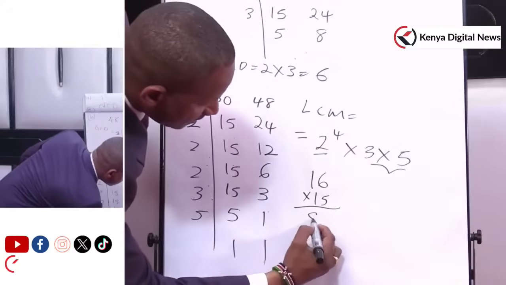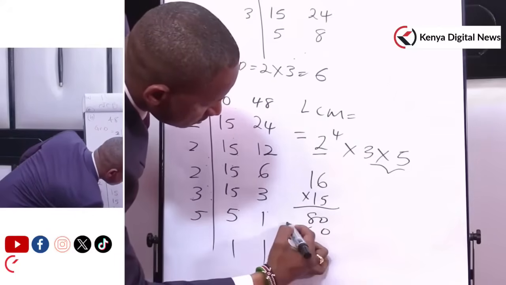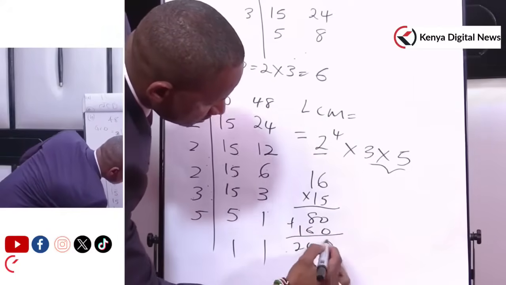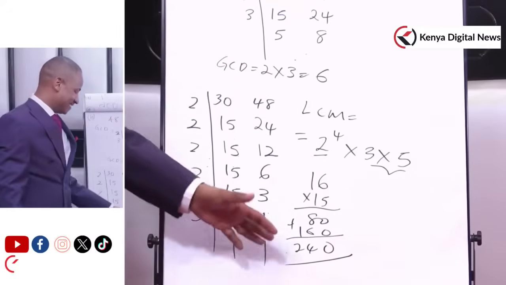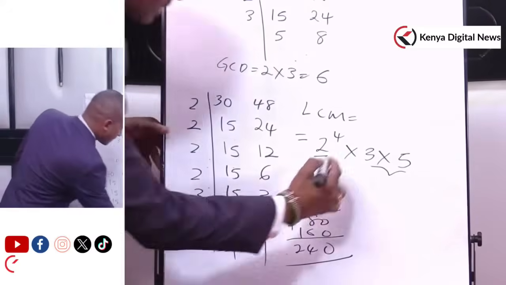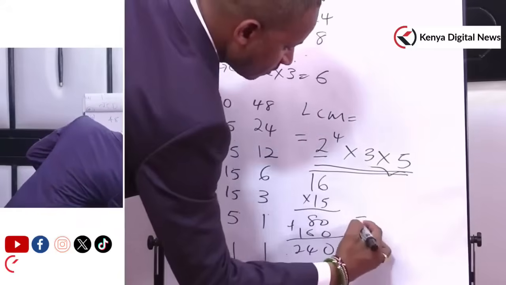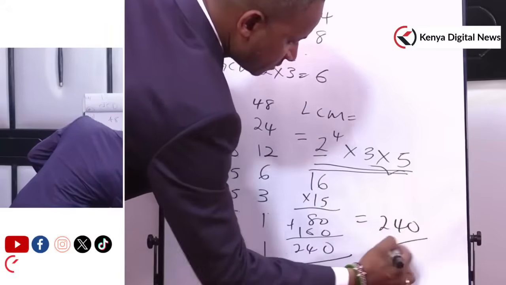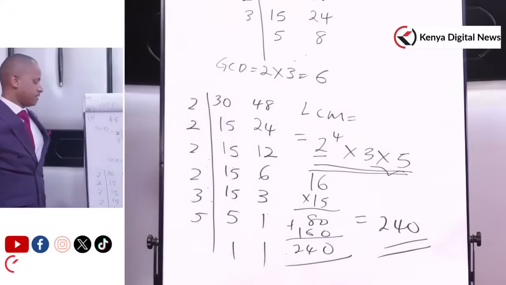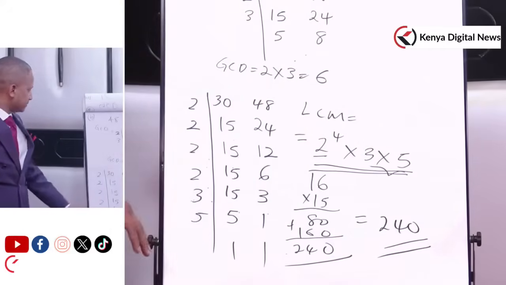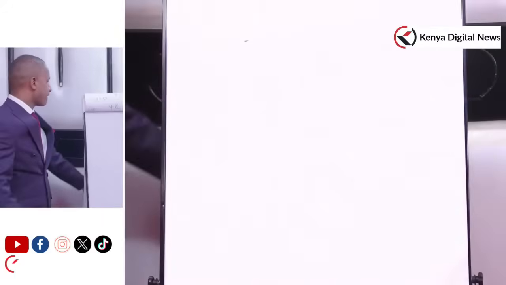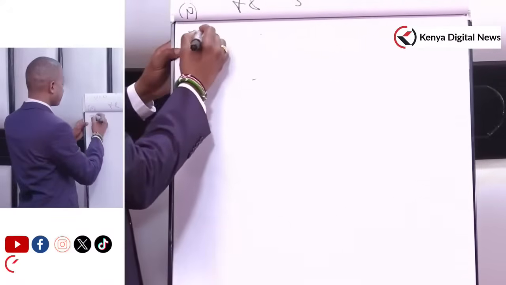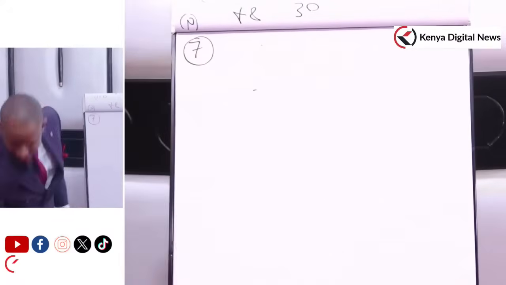That is 240. Yes, Abu. Very easy. 240. So the LCM can be this or 240. That's finished. We go to question 7. Question number 7.